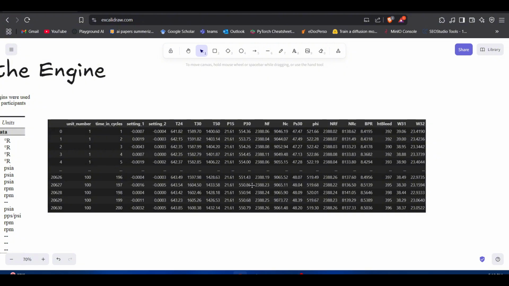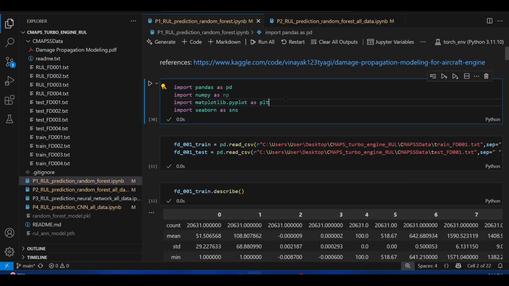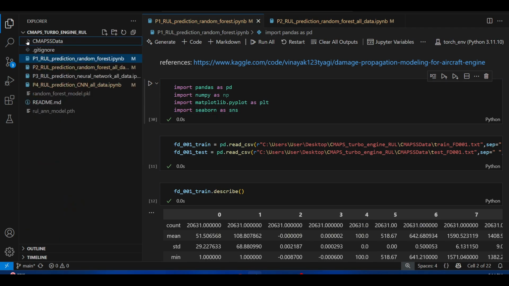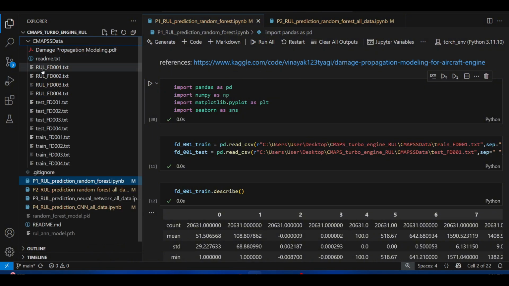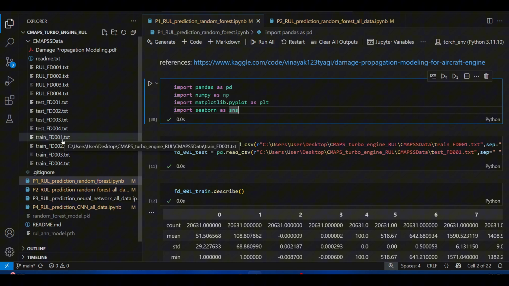Now I'll jump to the Jupyter Notebook. First, we'll import some libraries such as pandas, NumPy, matplotlib. Seaborn is not even needed, but let it be. When you download the CMaps data from Kaggle, it will look something like this. There is the paper in PDF format, and there are txt files. During training, we'll use train FD001, train FD002, 003, and 004. These are going to be our training data, and these are going to be our test data.